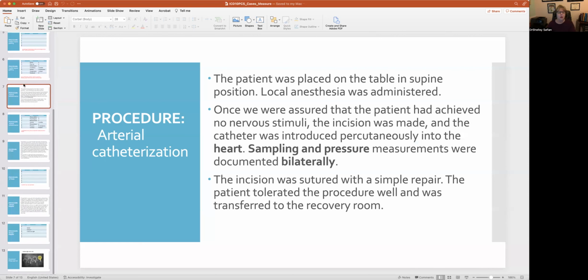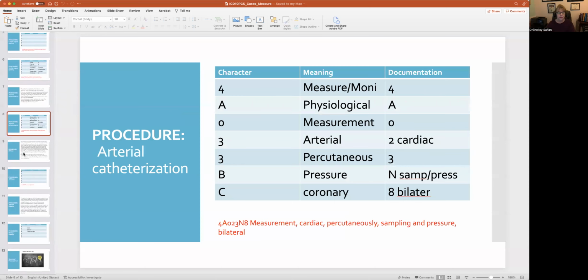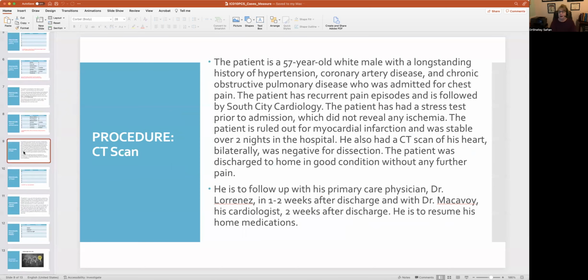All right, this only has one code. So close your eyes and you can open your eyes again. Okay, let's do another case study. This is a CT scan. This is going to come out of imaging in the ICD-10 PCS code book. I think you're not there yet in your reading, but we'll give you a little heads up, okay?